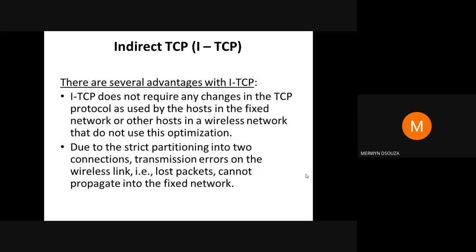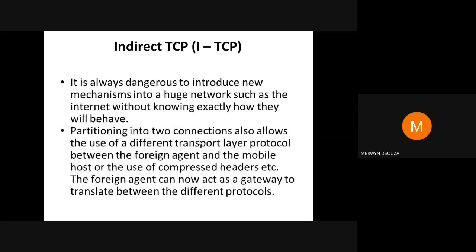So here are some of the advantages of indirect TCP. First of all, it does not need any major changes in TCP in the fixed network. Also, because you are partitioning into two different connections, errors on the wireless link will not get propagated onto the fixed network. Then, like we have discussed, it's dangerous to use new mechanisms without knowing how they will behave. Also, you could use different kinds of transport layers.